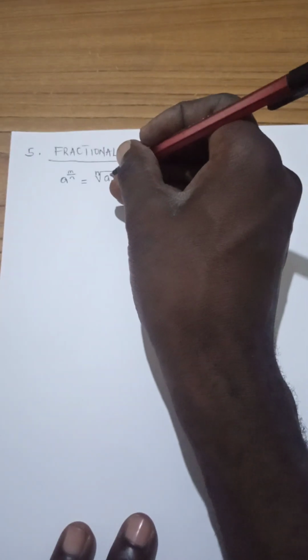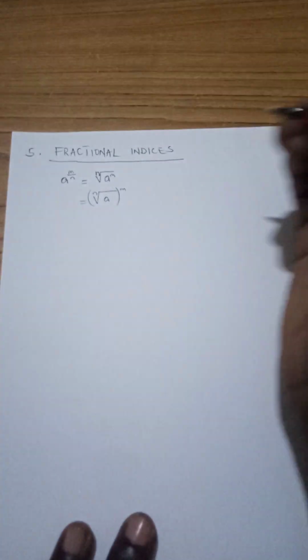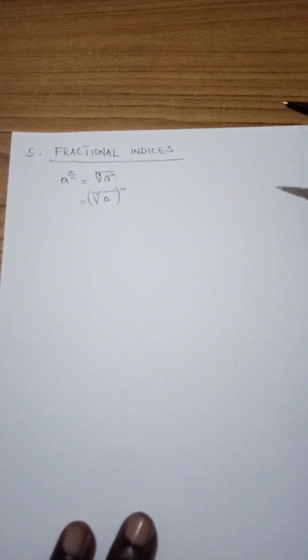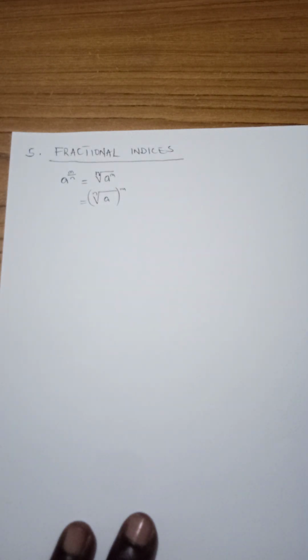since n is the root, we'll say the nth root of this number, which is a power m. This one can still be written as, you put the nth root of a and then you put brackets m outside. It's actually simpler to evaluate it in this manner other than you have a big number and then you have to think of its square root. So you can first of all find the square root, then what you find, you raise it to that index.